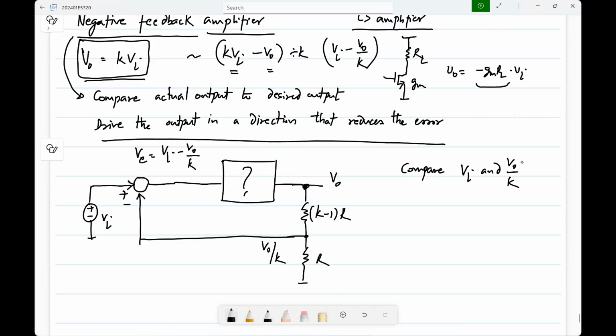what should that block be so that you get this continuous adjustment? What should it be? Why? What should that be? Why?